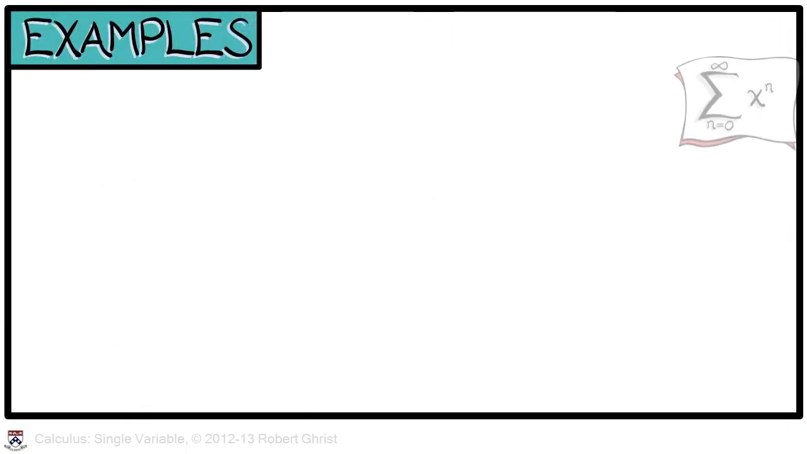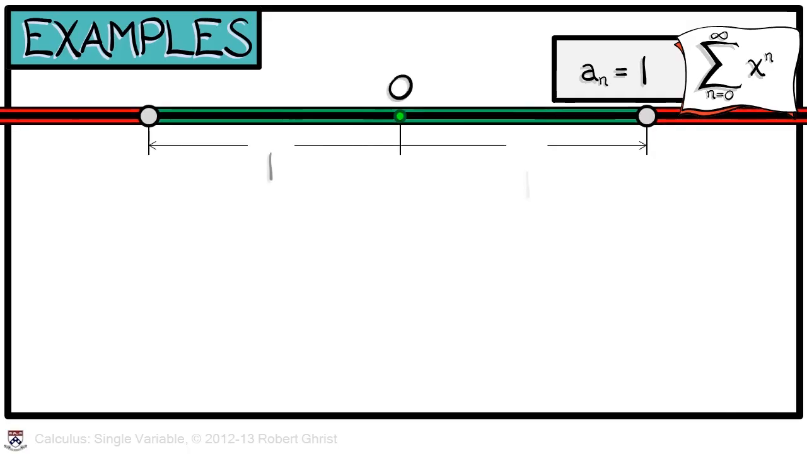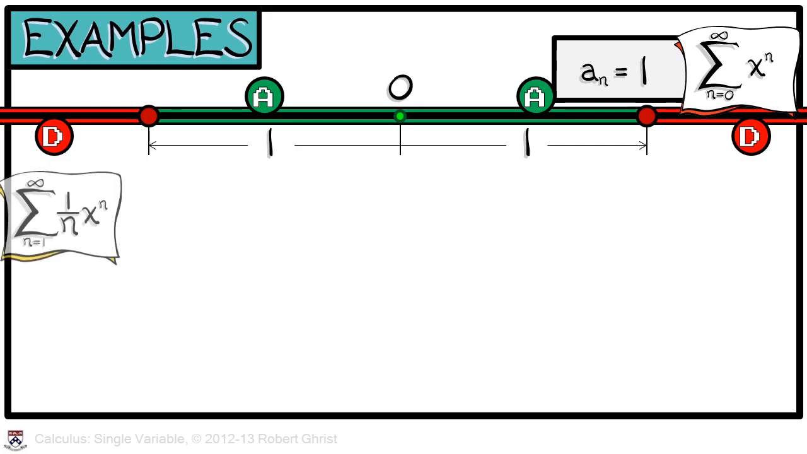Now, other series that we've seen throughout this course have similar behavior. If we look at the geometric series, this is the power series where all the coefficients are equal to 1. The radius of convergence, in this case, equals 1, and this diverges at both endpoints, at plus and minus 1.